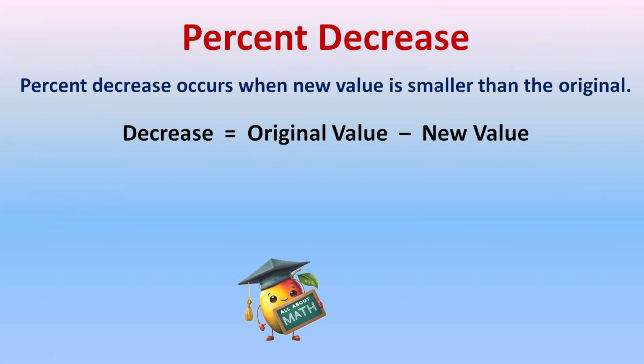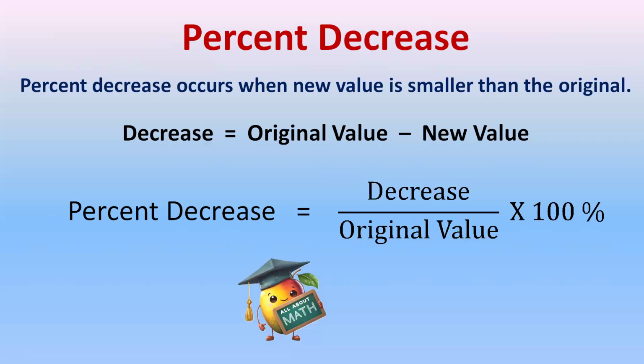The formula for decrease will be original value minus the new value, because in this case the original value will be greater than the new value. And the formula for percent decrease will be decrease by original value multiply 100%.